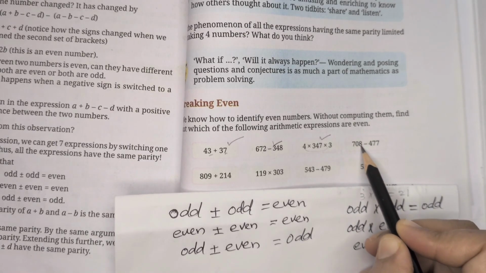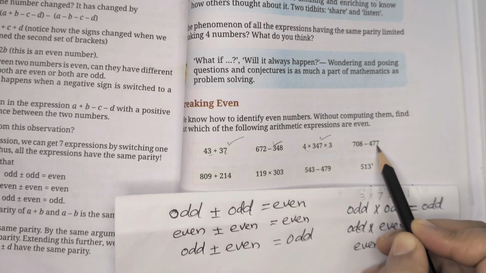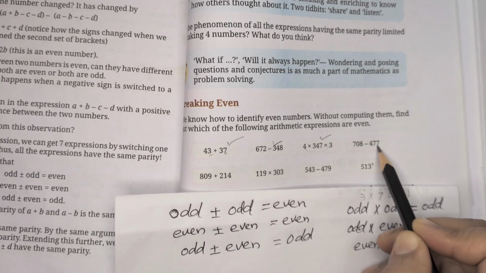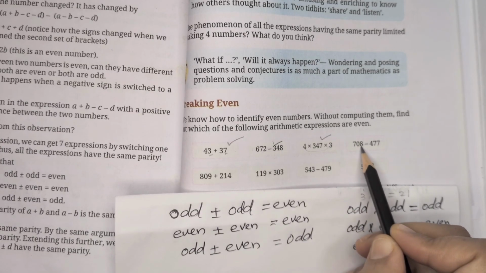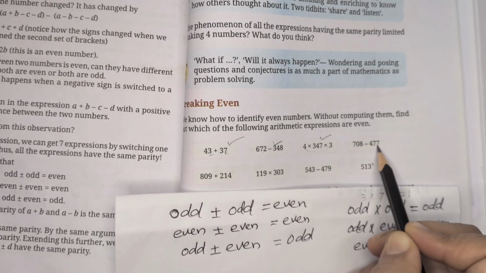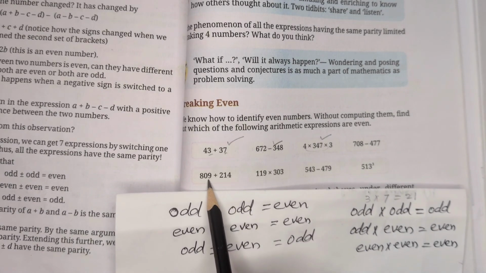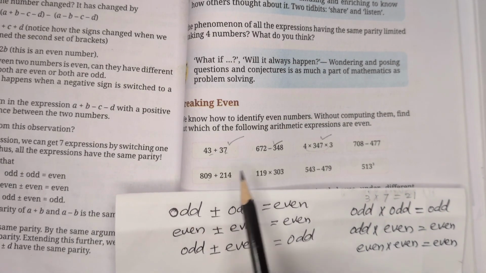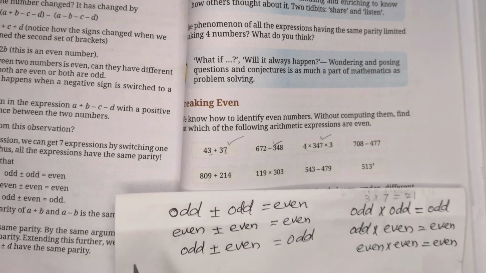Here even number minus odd. Even minus odd. One is even number, the other one is odd. Always that will be odd. Otherwise also you can check the unit place. 8 minus 7, 1. Here one is odd number, the other one is even. Again sum also the same way. It will come odd. 9 plus 4, 13, 3.